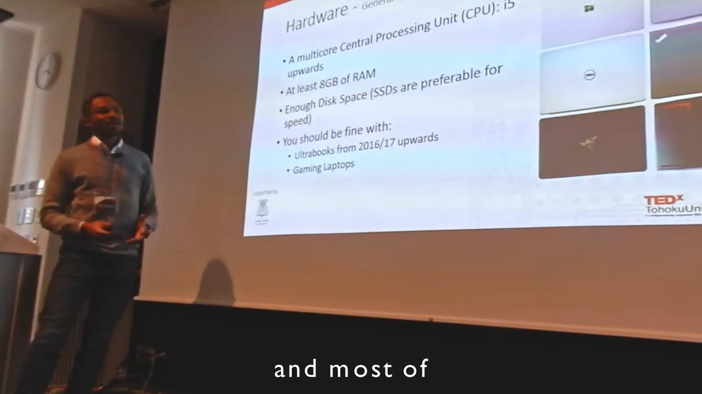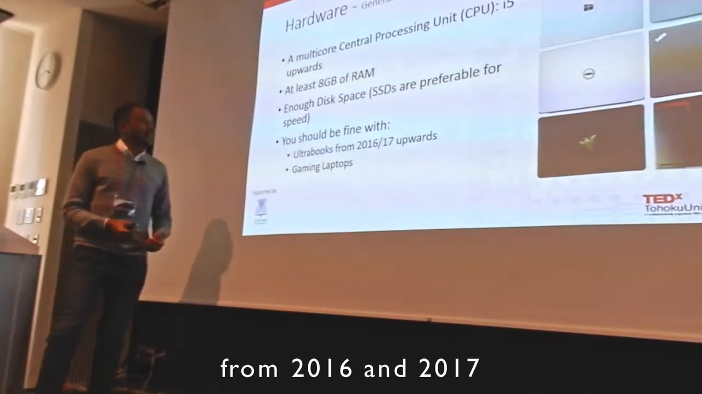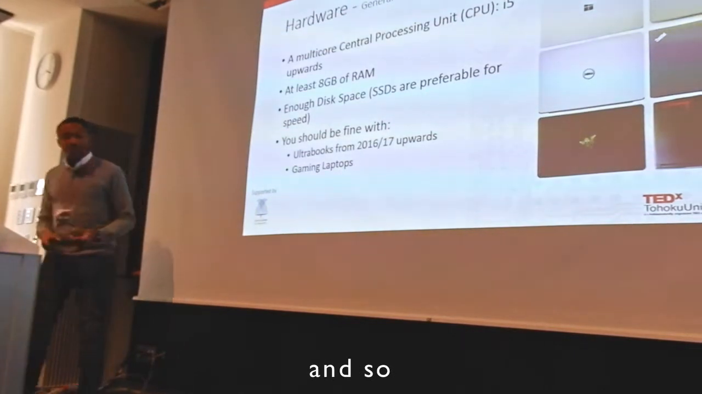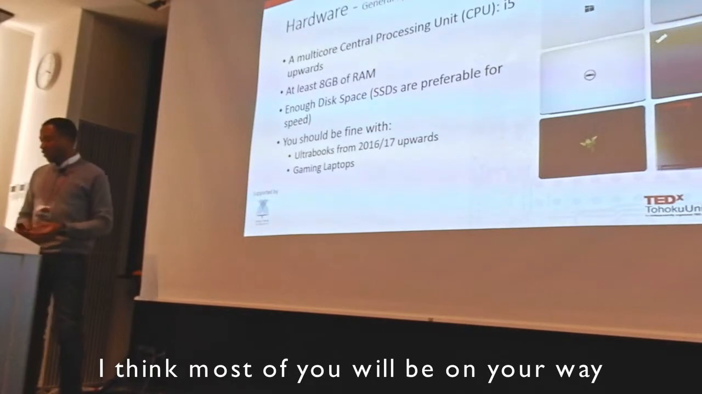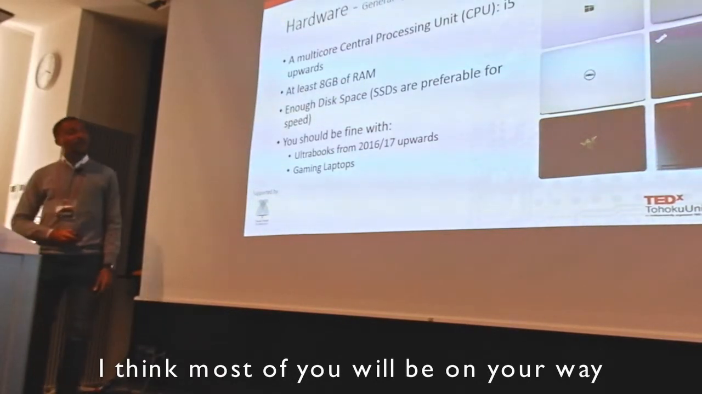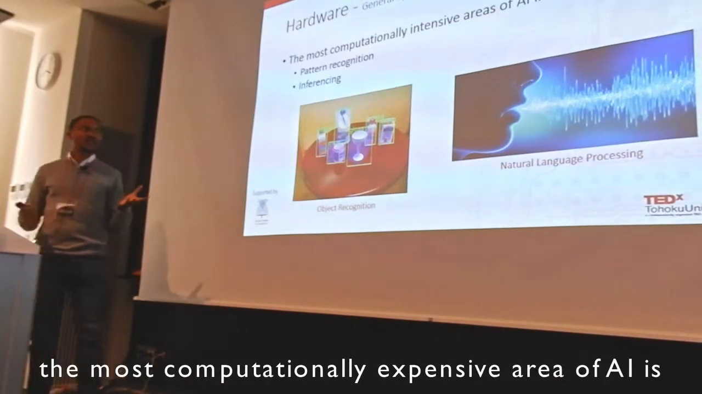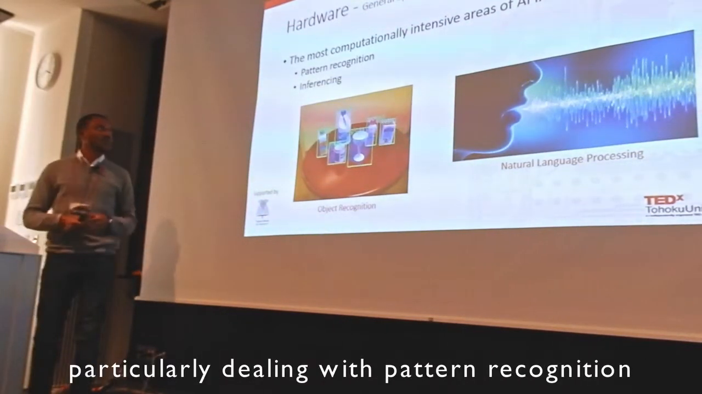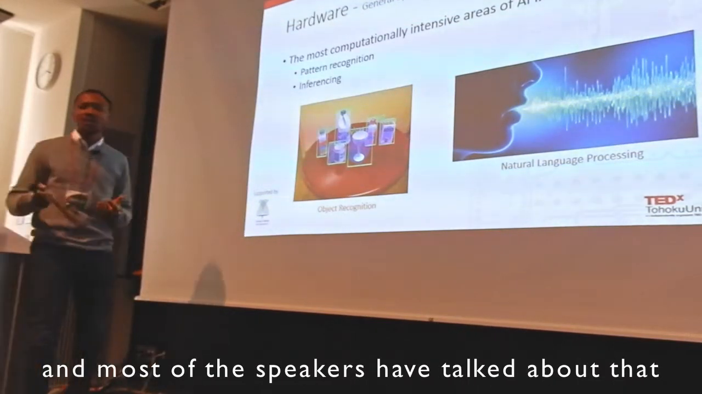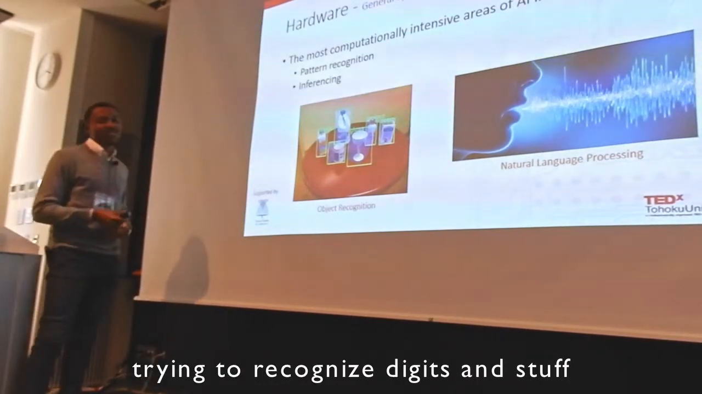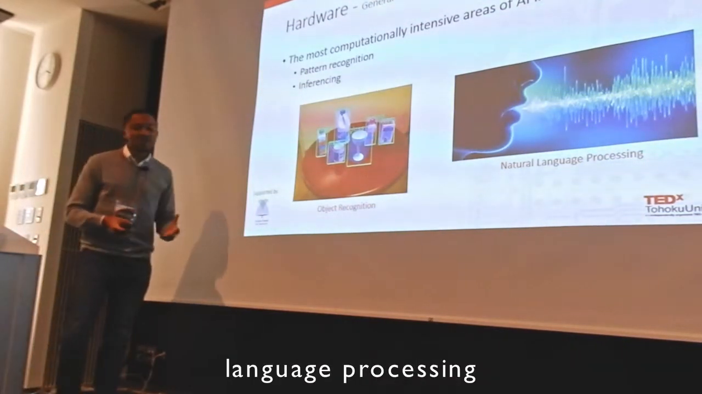And most of the Ultrabooks from 2016 and 2017 are also very good. And so for general system requirements, I think most of you here would be on your way. And just one note here is that the most computationally expensive area of AI is particularly dealing with pattern recognition, and most of the people have talked about that, trying to recognize digits and stuff. And here you have object recognition and language processing.